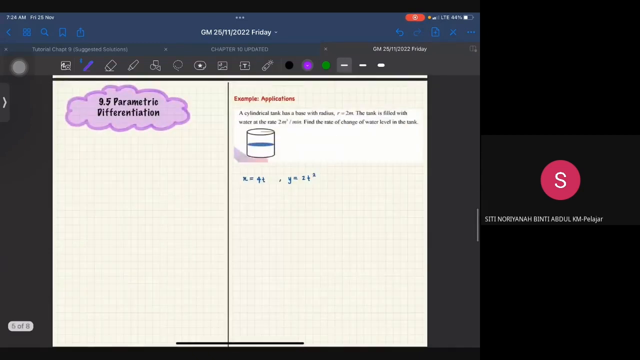So let's go to 9.5. Okay, parametric differentiation. Okay, so what have you learned in parametric differentiation? Apa yang awak dah belajar dalam parametric differentiation? Ke tak belajar apa-apa? Ke belum belajar lagi?